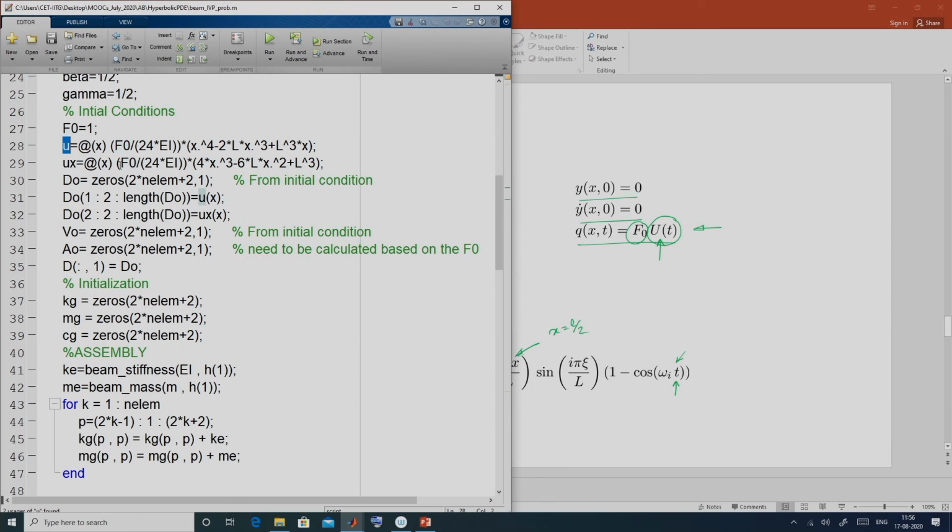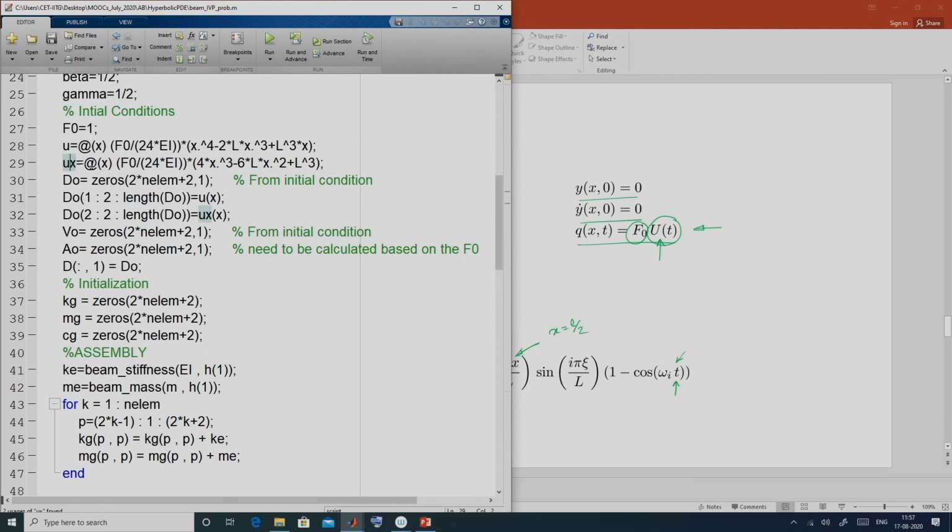In order to start with, I have to provide the nodal displacements, a naught. To do that, we have to calculate the nodal displacement at time instant t equal to 0. I have written this function, which I have already shown in the slide. This tells us what the displacement is at a given point x. If we feed the coordinates of the nodes, I can get the displacement.